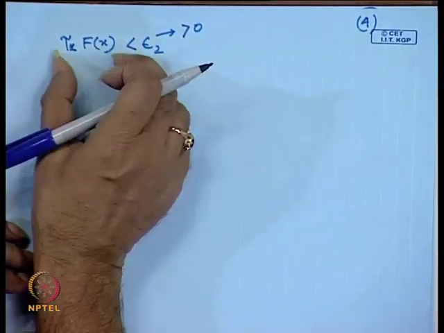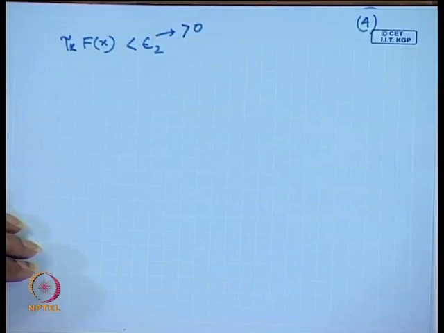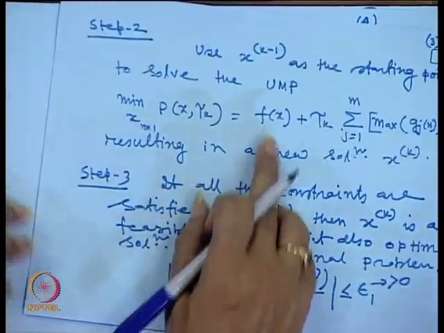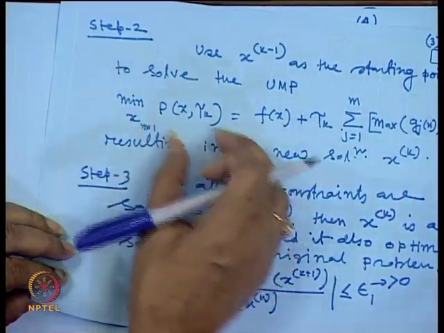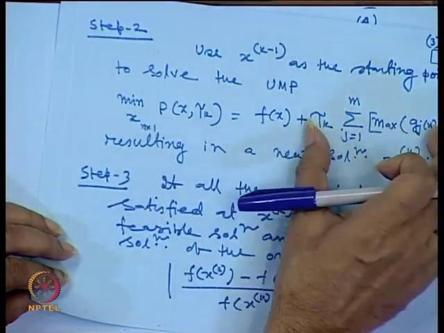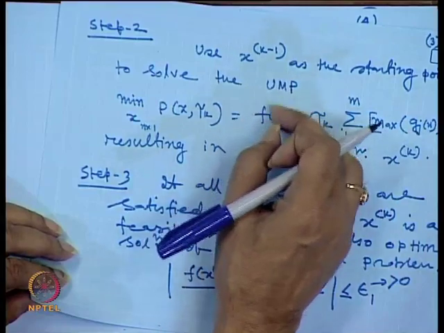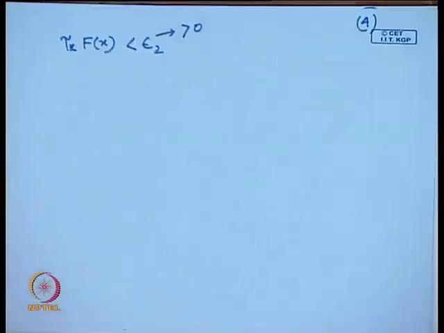That means you have reached the optimal solution. The whole thing is very small, and it is adding to the f x penalty function, so it is f x plus a very small quantity. So, we have reached the optimum value of the function.